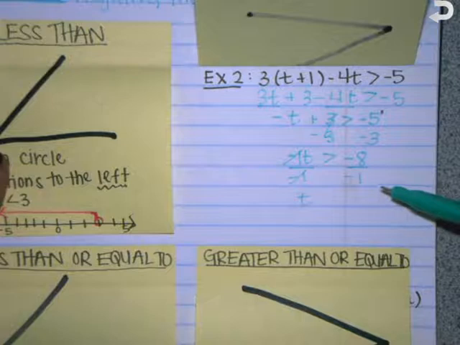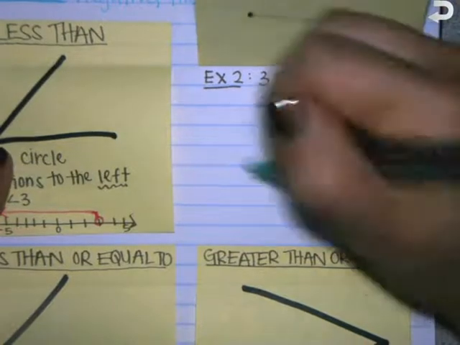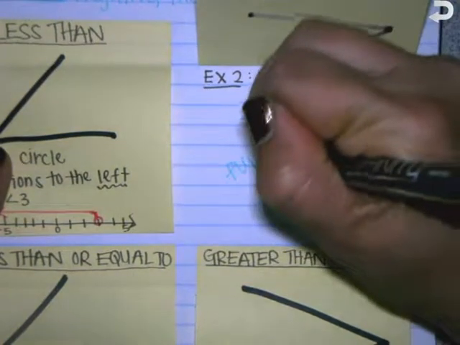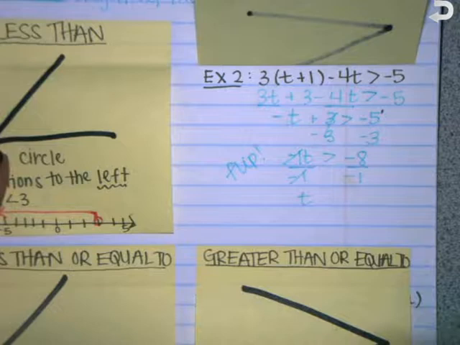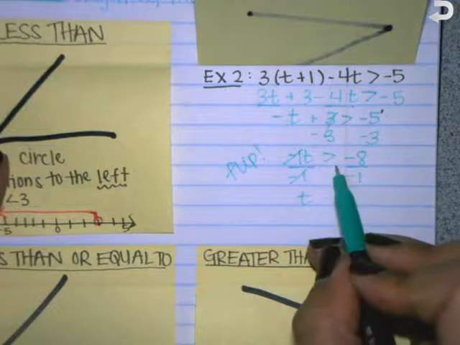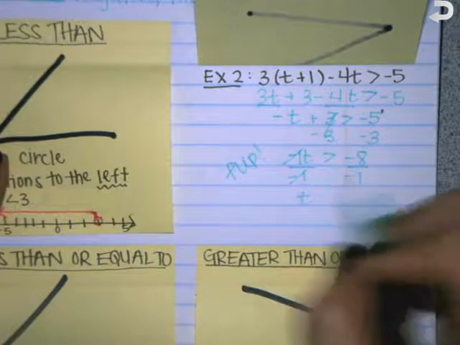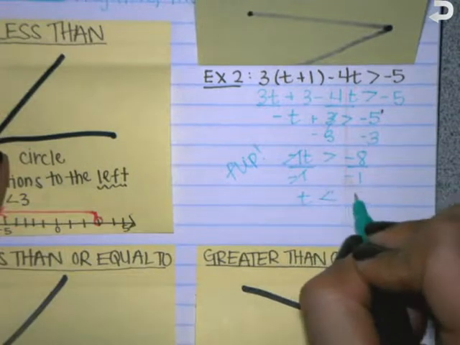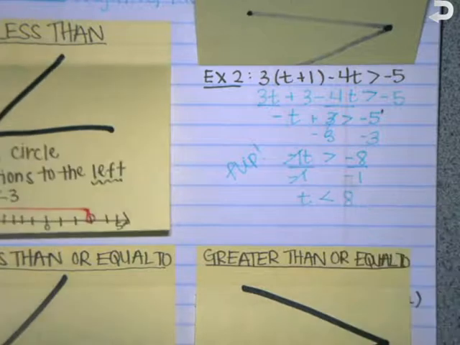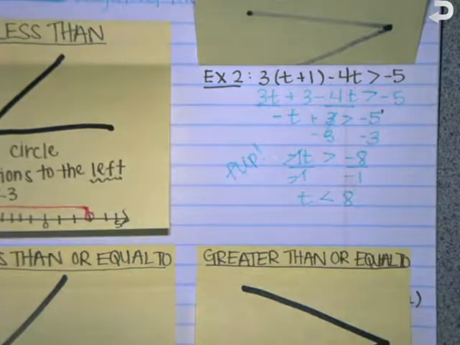But, I just divided by a negative. So right next to it, let's write flip to remind ourselves. So that inequality is no longer greater than, it is now less than positive 8.